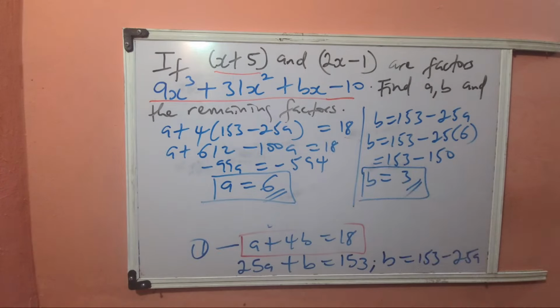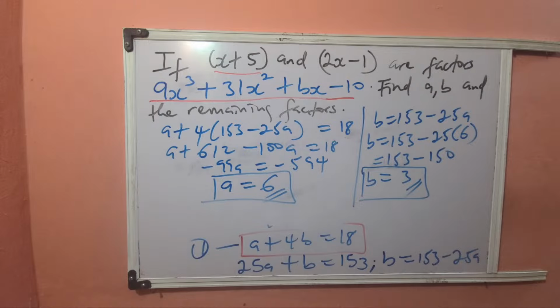How cool is that? Don't forget, I told you this was 6 marks out of 15. So if you did this in your exam, this is almost half of the mark. How many of you got your answer as a equals to 6 and b equals to 3? All right, let's ride on, because that's not the end of the question. We are told to find the remaining factors. How do we find the remaining factors here? All right, quite simple enough.